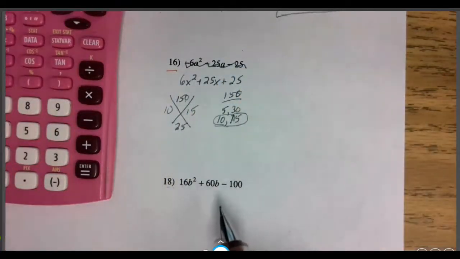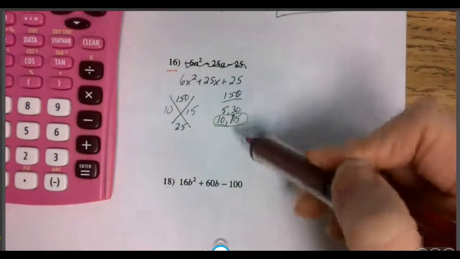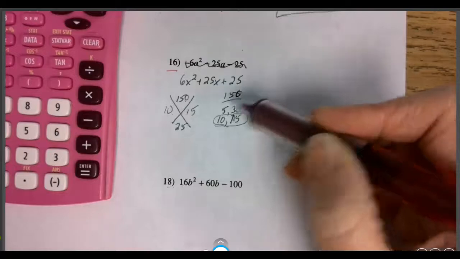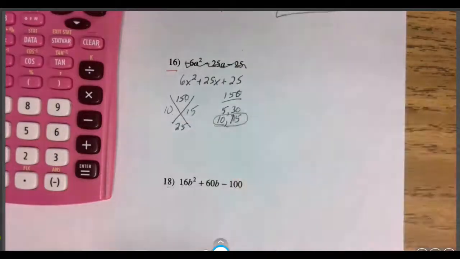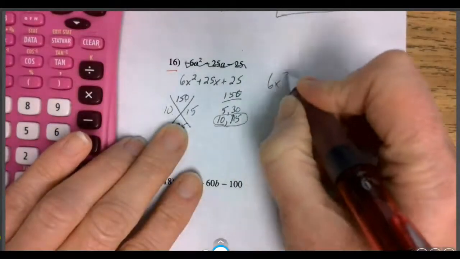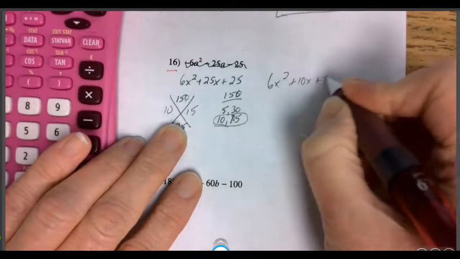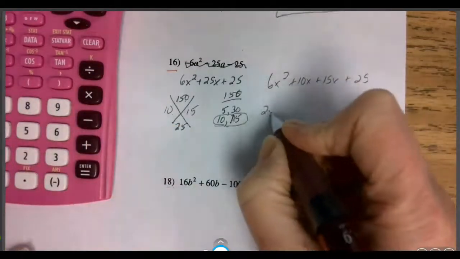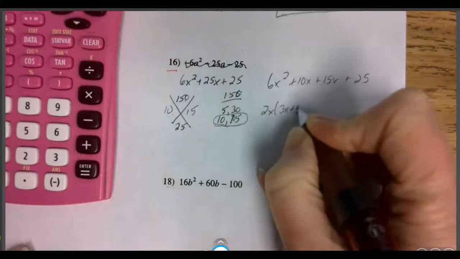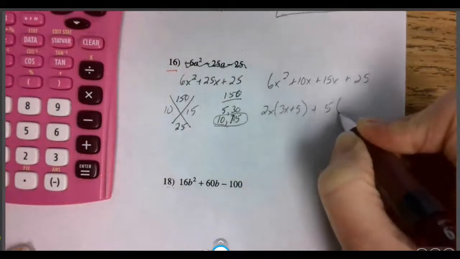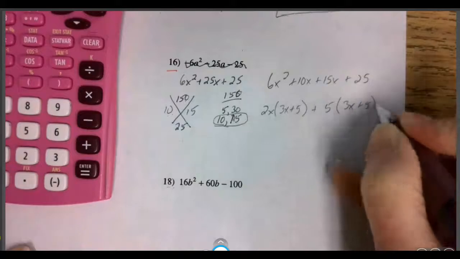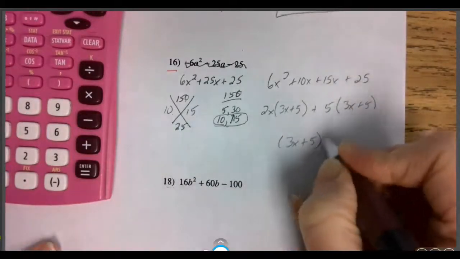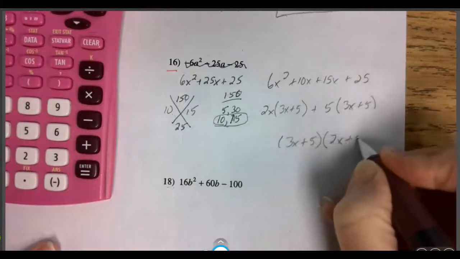We didn't have to play with too many, but sometimes you have to play to see which one gives you these. We're not expecting you to write all the pairs when it's such a big number, but play with it until you find the pair that works. So here we go: 6x squared plus 10x plus 15x plus 25. Factor by grouping. Yay, what's in the parentheses is the same. So our final answer: 3x plus 5, 2x plus 5.